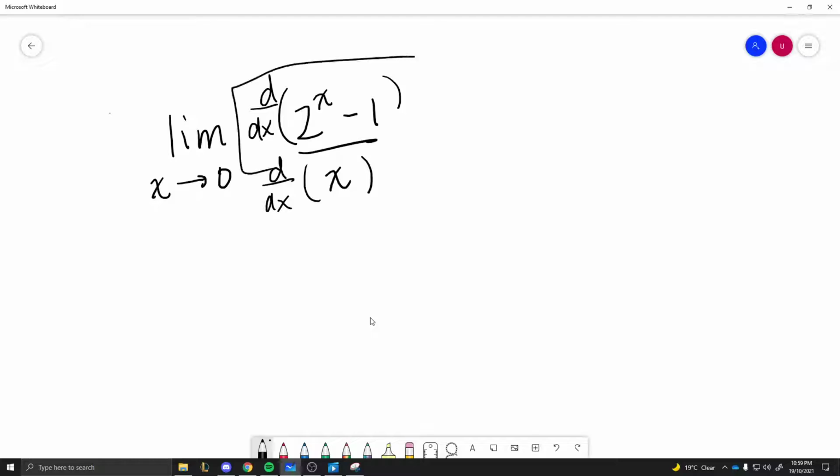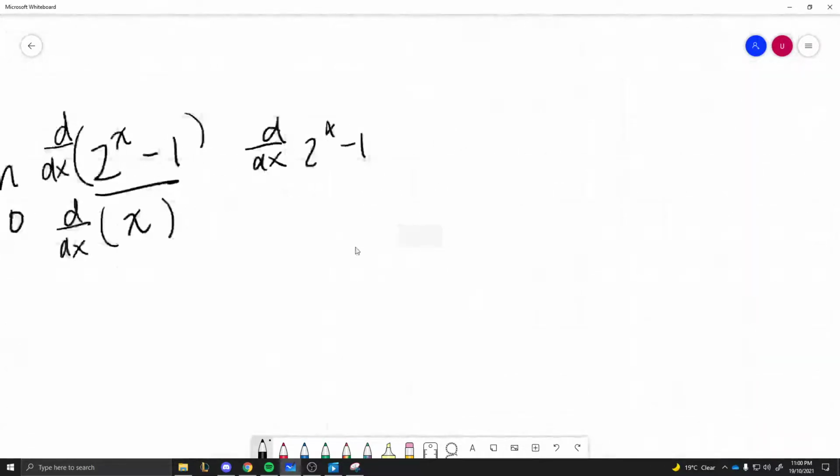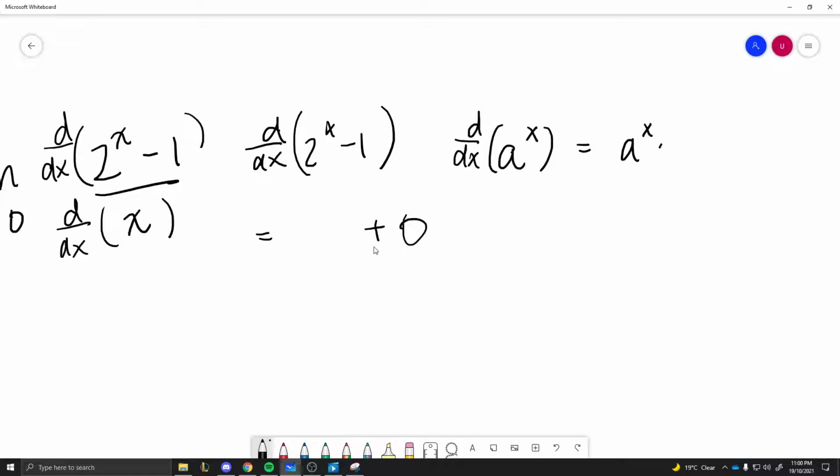So all you need to do is take the derivative of the top and of the bottom. Now, when you take the derivative of the top, let's just say the top equals 2^x minus 1. I'm just going to move this over here for a second so we can focus on this. When we do this, the derivative of the 1 is just going to turn to 0. But when you do the derivative of 2 to the power x, or any value to the power of x, let's just call it a to the power of x, it's going to give you this a^x back, but multiplied by the natural log of that number.